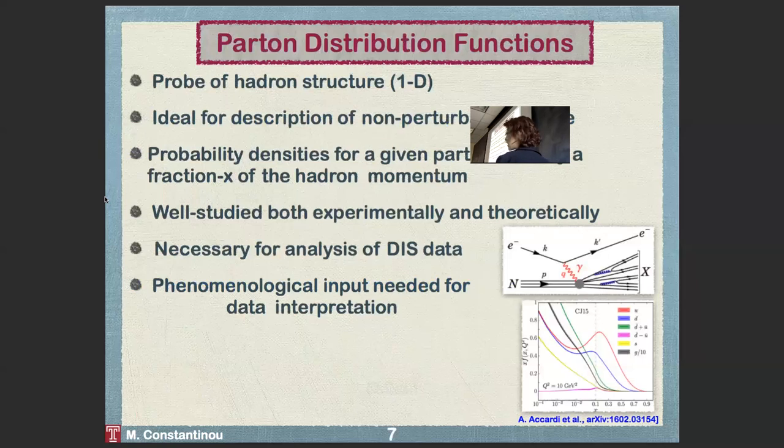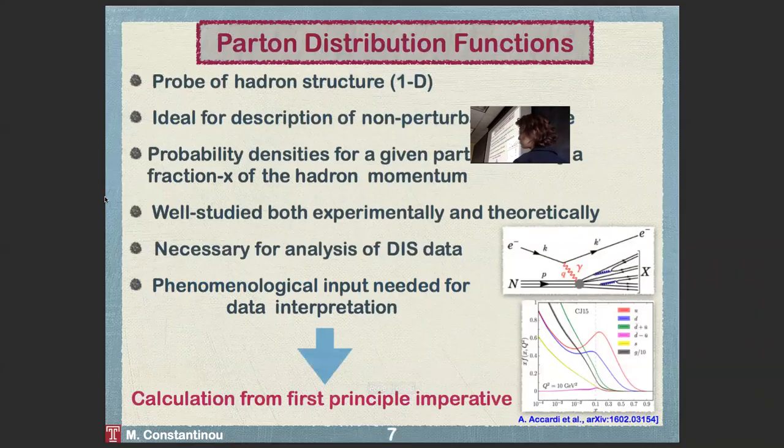When it comes to parton distribution functions, these are very important tools to describe the hadron structure, and in particular the non-perturbative nature of the hadrons. They are studied both experimentally and theoretically. They enter the analysis of deep inelastic scattering data. And here I have one of the phenomenological analyses that needs input from phenomenology to decide how one fits the data. Sorry, PDFs are not probability densities, they're number densities. Okay, yes, you're right. So with this, we understand why this is very important and gives us a motivation to study this from the lattice.